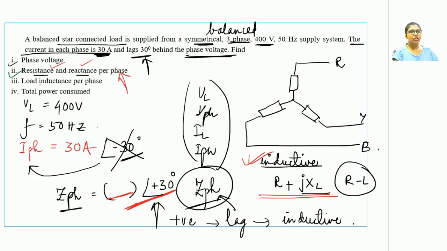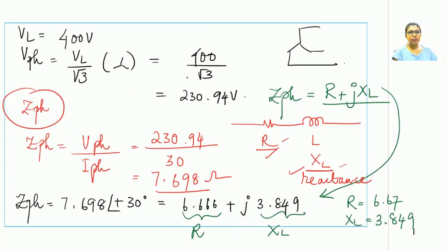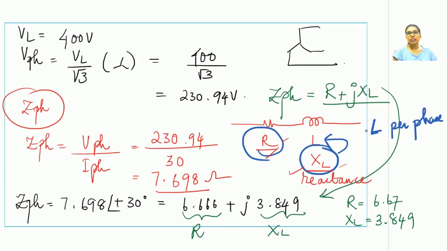Now next it says find out the load inductance followed by the total power consumed. Now as I had mentioned over here, one is required to find out R and XL from the phase impedance values. However, to find out the inductance value, one has to first know the value of XL. Now the value of XL is known to us. At the same time, the value of frequency is also provided to us. So load inductance means it is the value of L per phase. This is what is meant by load inductance per phase.